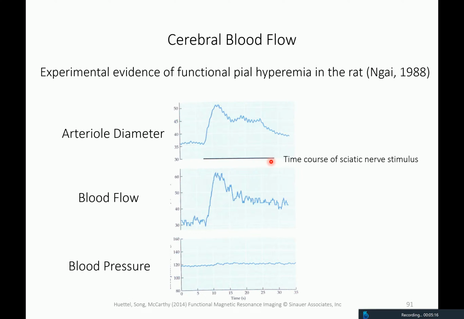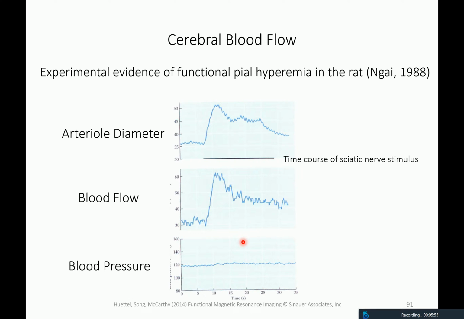from your spinal cord. So it's this big nerve that goes along your back, essentially, then into your legs, and this is being stimulated. And what they observe for a certain region of the brain, of course, is that the arterial diameter increased, which also then led to an increase in blood flow, while the blood pressure that was measured was actually the same throughout the experiment.